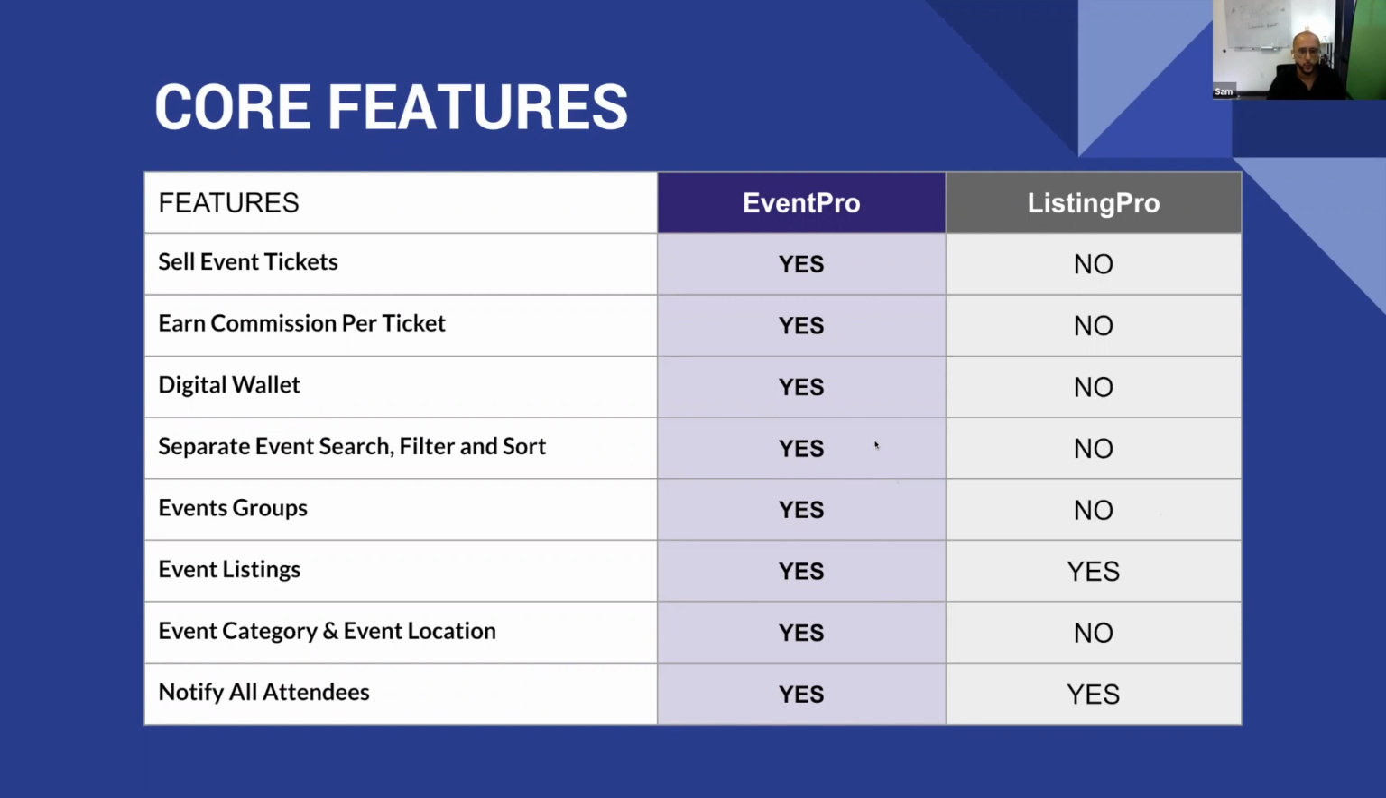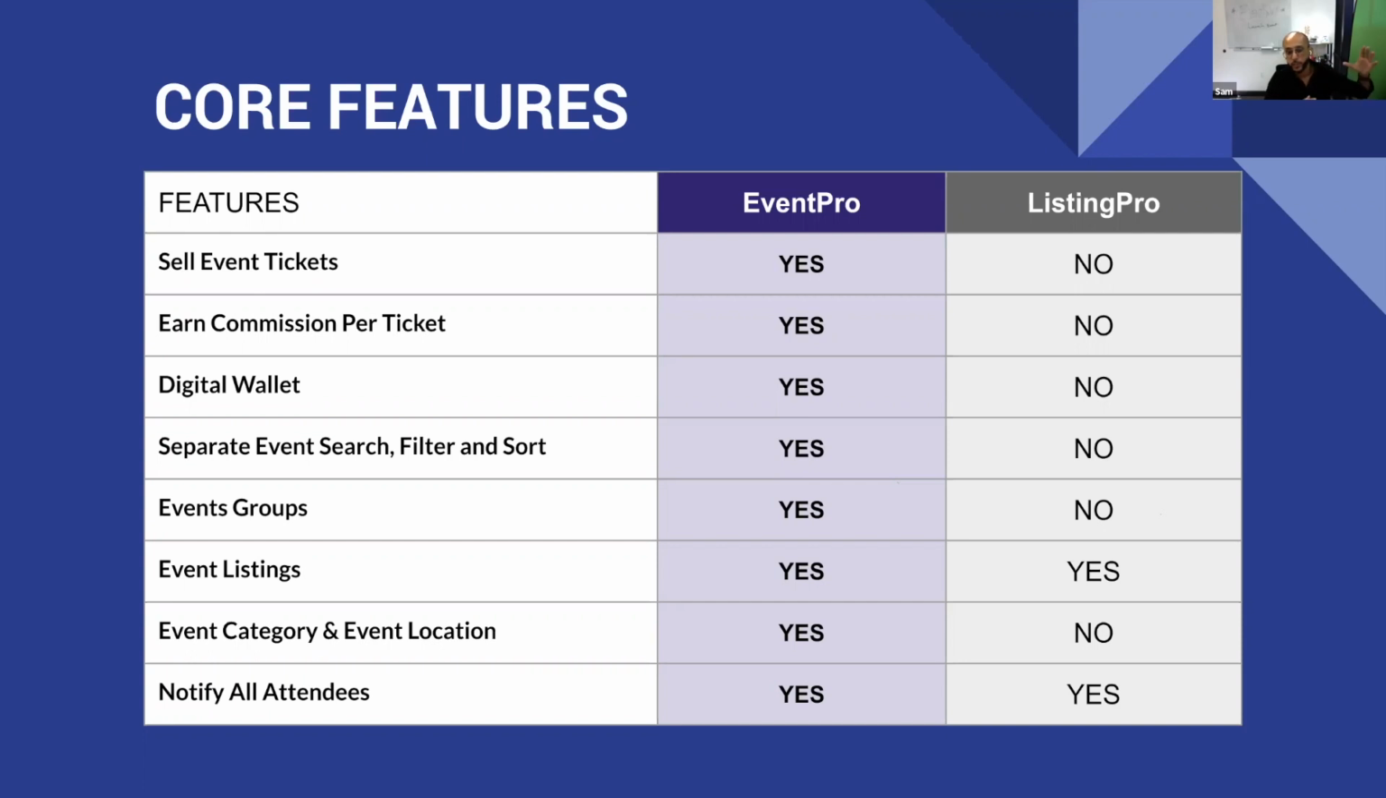Some of the core features included with EventPro that are not a part of ListingPro: selling event tickets, which was not possible with ListingPro. Similarly, earning commission per ticket. There's a digital wallet built in. There is a separate search, filter, and sort for EventPro.